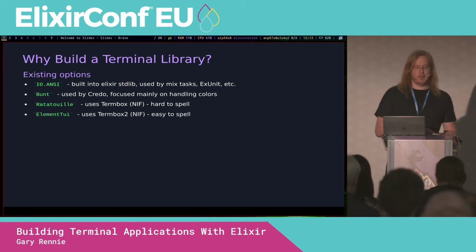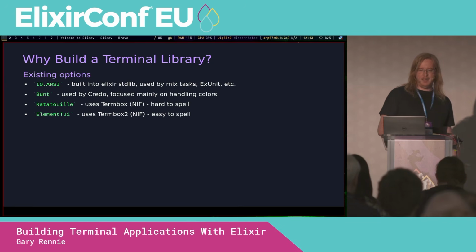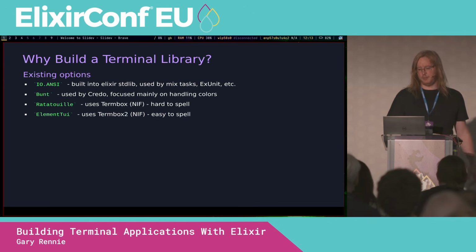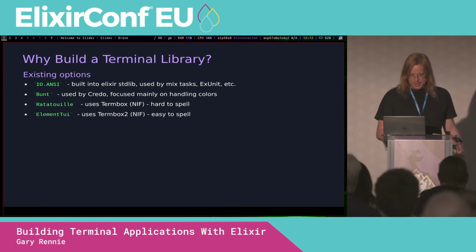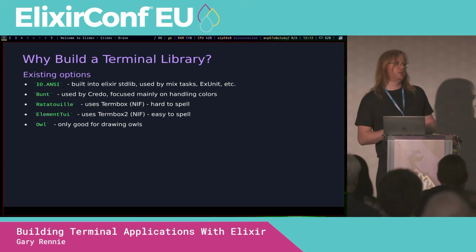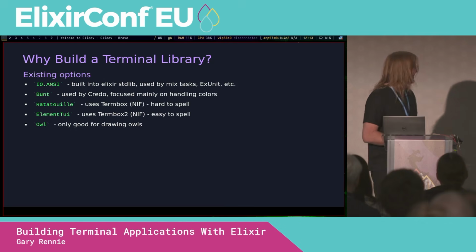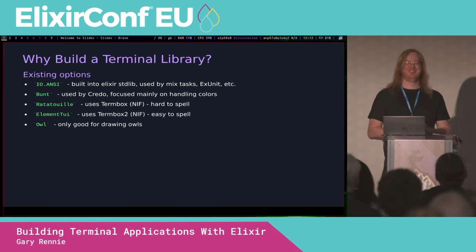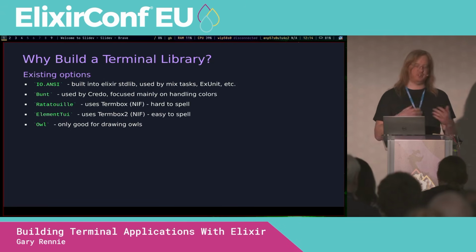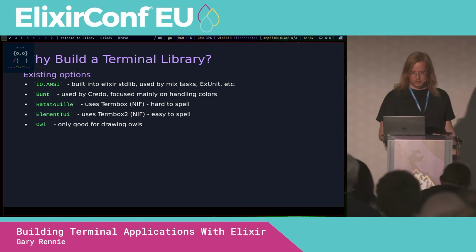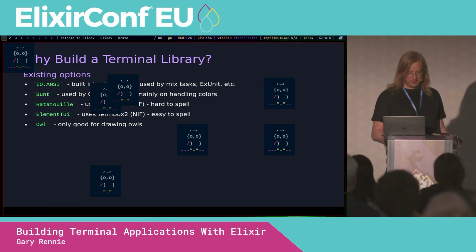So then there's Element TUI, which is easy to spell. It's using Termbox 2, which is a sort of successor to Termbox. It's nice, it's written in one single C header file, so it's easier to compile and easier to get going. So that's another option there. And then there's Owl, which is a cool library. You can do state. I'll get there. You can draw progress bars, you can draw status indicators, boxes with borders and things. But its main use case is for drawing ASCII owls.